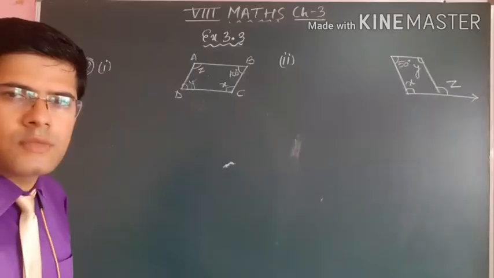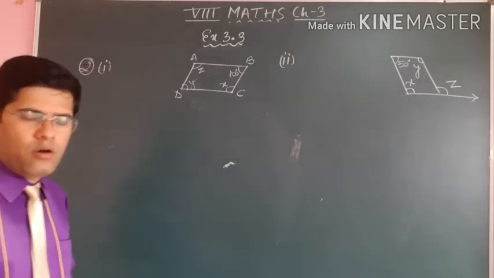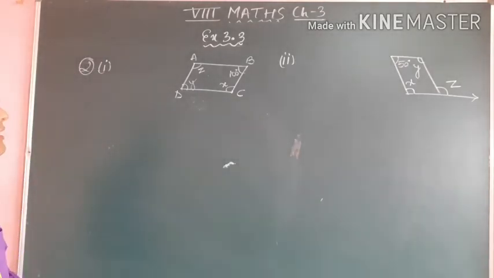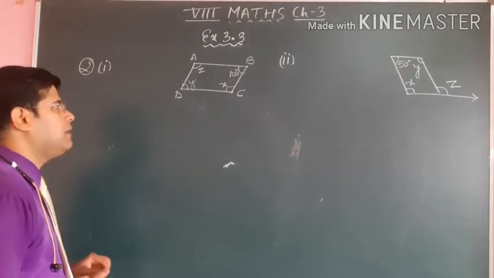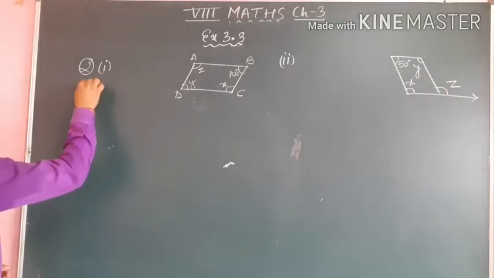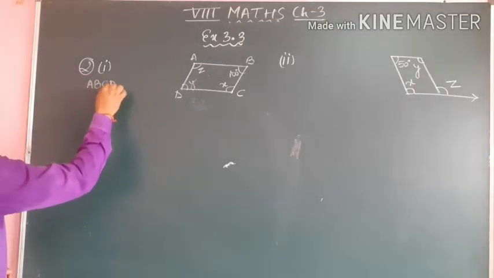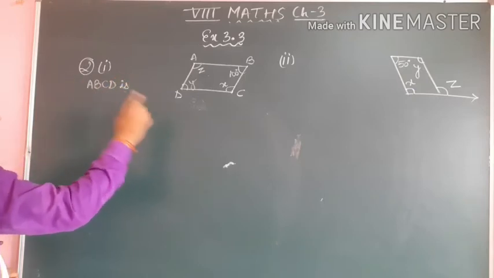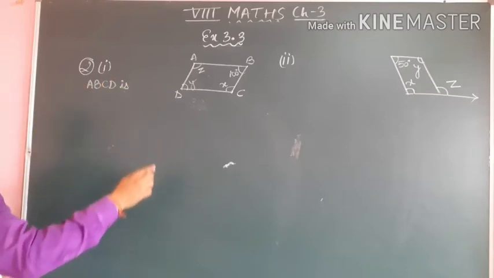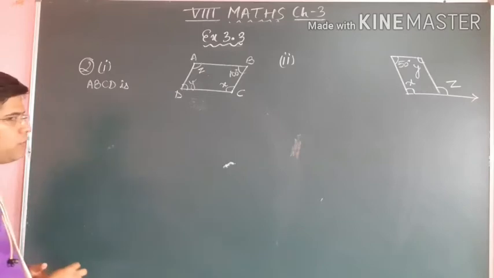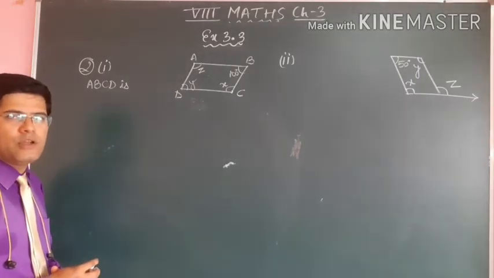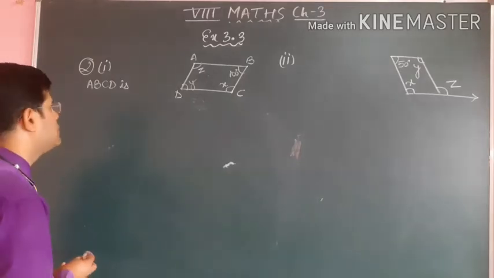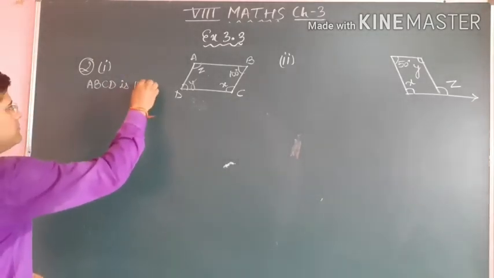Okay students. Now the first part of the second sum. Here x, y, z are given as variables, and we have to find all the values of x, y, z. ABCD is a parallelogram. Firstly, we have to write ABCD is a parallelogram, and this figure requires a diagram on your sheet and in your notebook also. So make a neat diagram in your notebook with the help of a pencil.